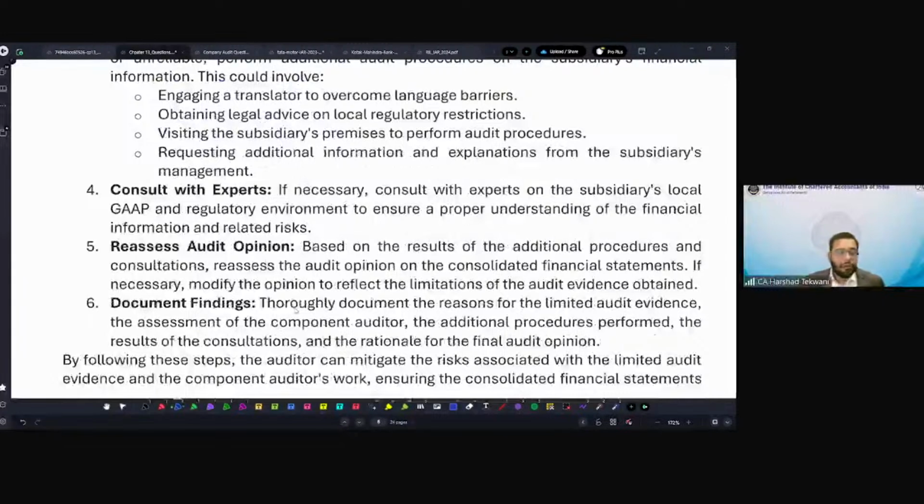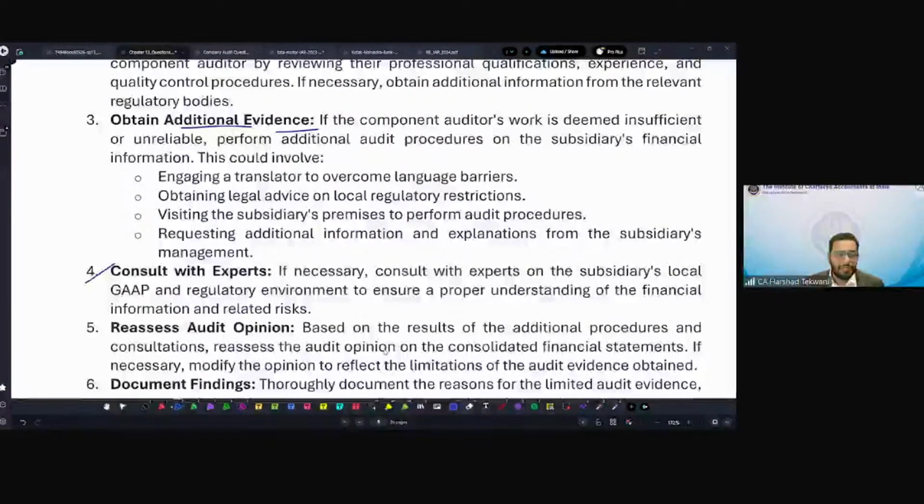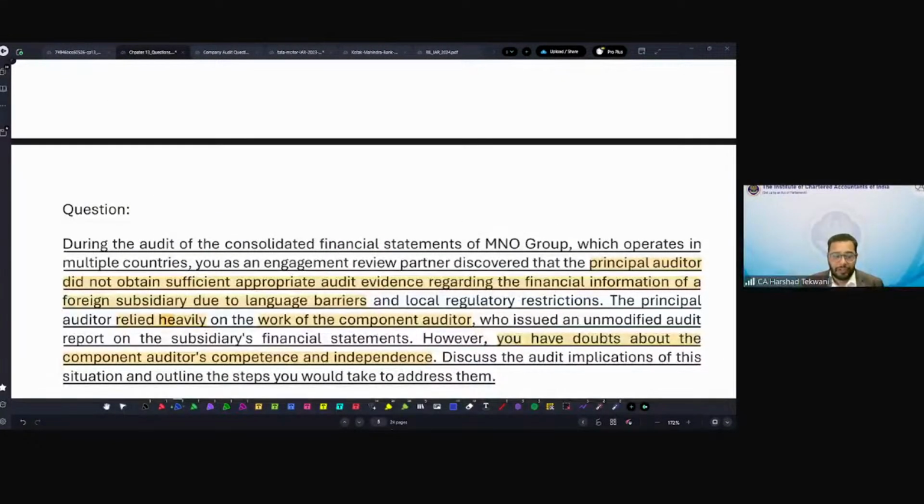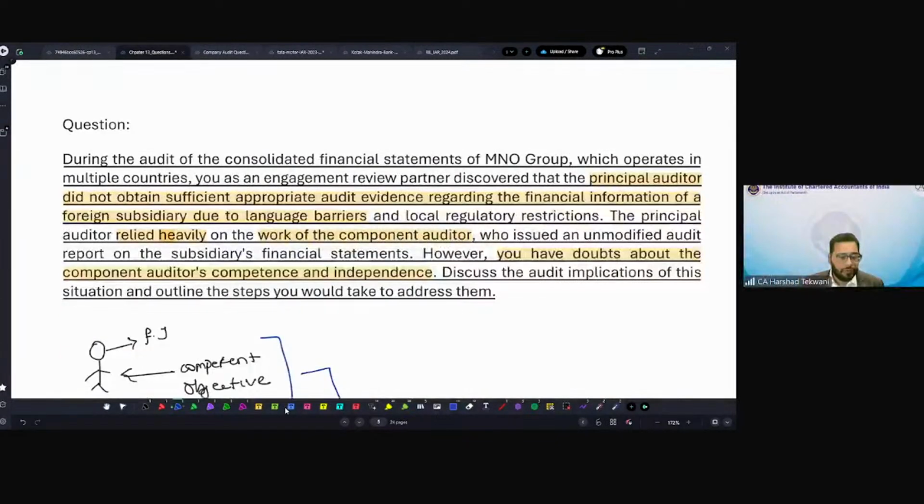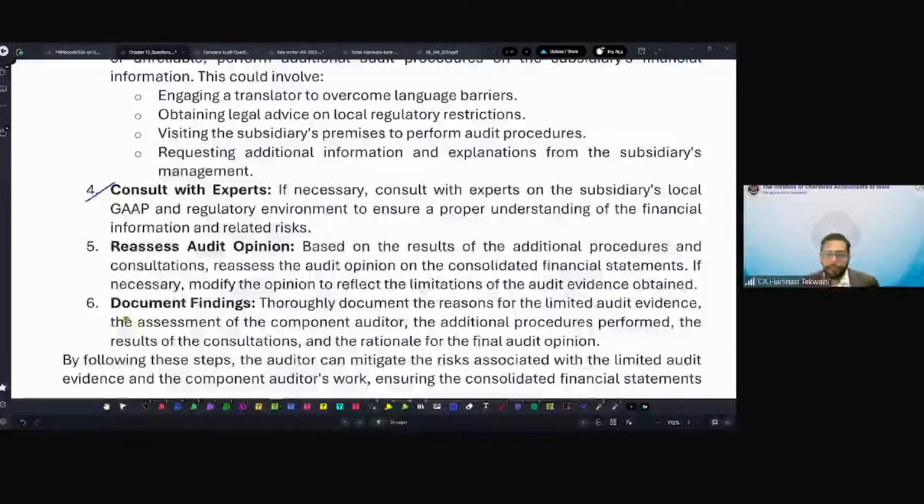You need to then consult with an expert if required. There was some hint given with respect to the language barrier and local regulatory restrictions. If you see, local regulatory restrictions and language barriers, for this you might need to hire an expert. If there is a language barrier, for the language translation and everything, you might need to hire an expert. And then you need to assess the impact on the opinion. So what was the outcome of all these things? And then you need to document. So these are the steps you need to perform.